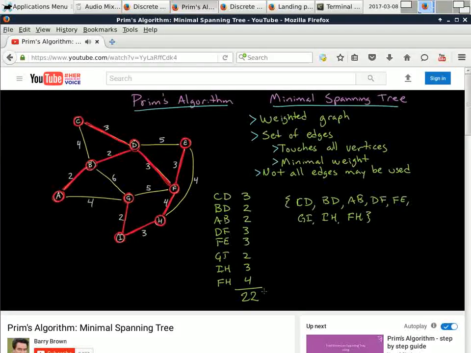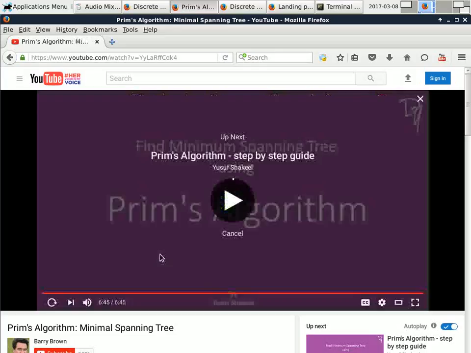So there you go. That's how to do Prim's algorithm to calculate a minimal spanning tree on a weighted graph. All right.